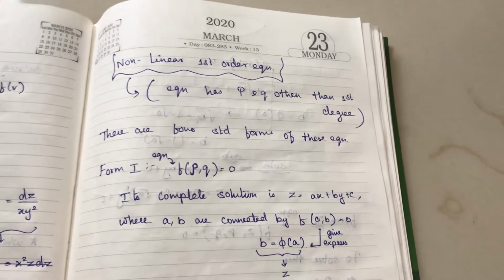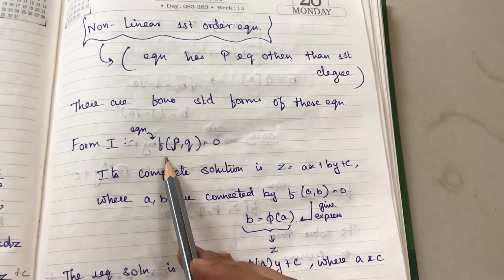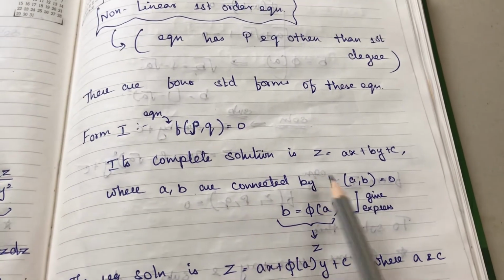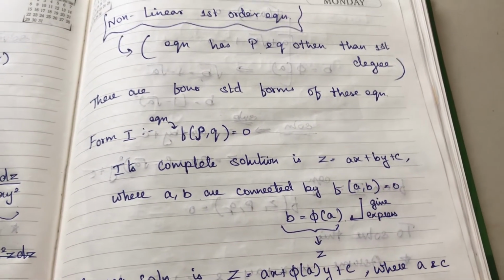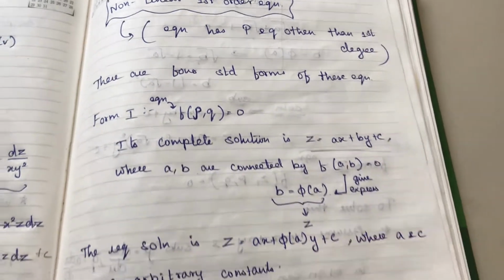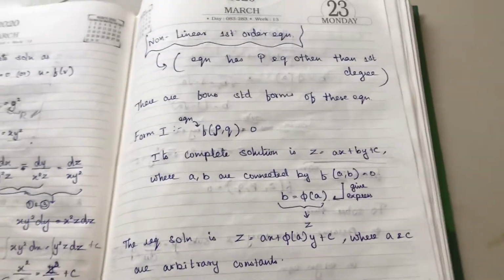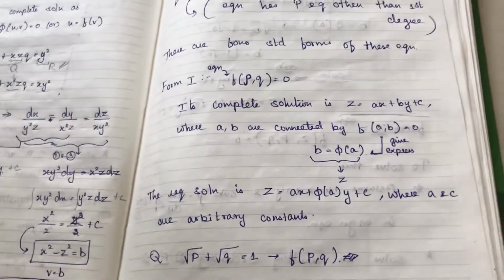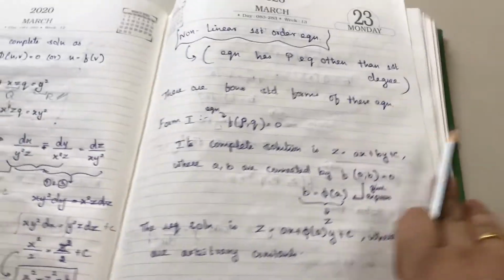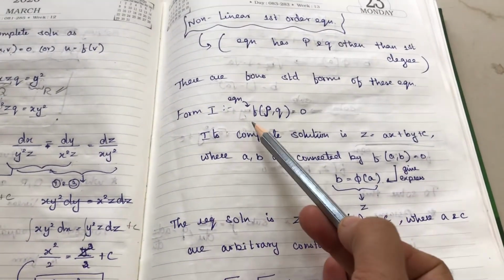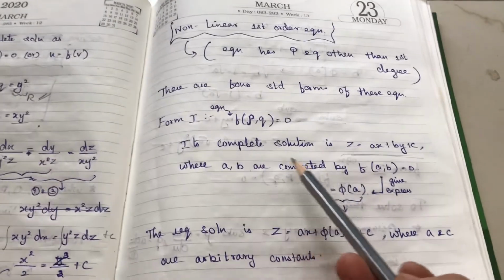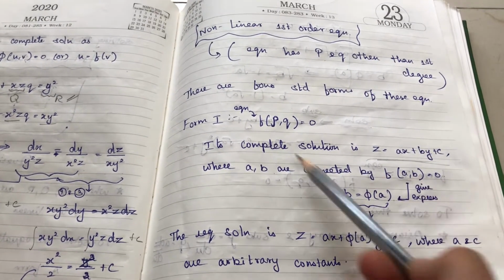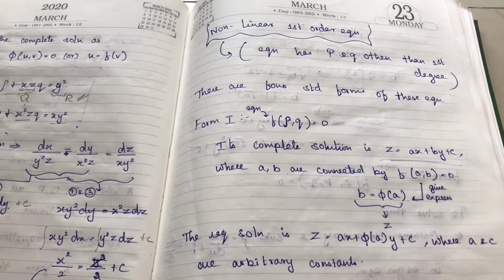Let's see that. The first form is what? f of p comma q which is equal to 0. So the complete solution will be like z equal to ax plus by plus c, where a and b are connected by the function f of a comma b. So you can see here initially the function is like p comma q, right? So I am just rewriting it as f of a comma b. What is the meaning? We need to replace this p, q as a, b, right?